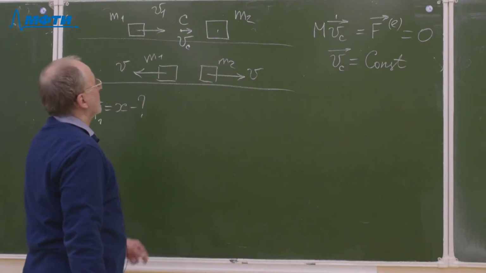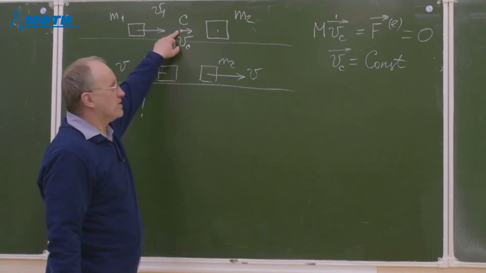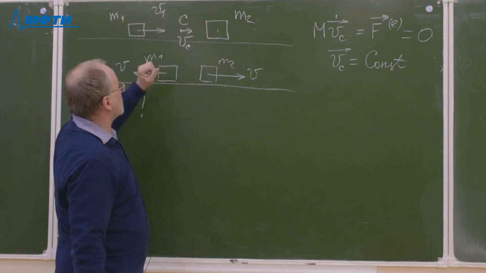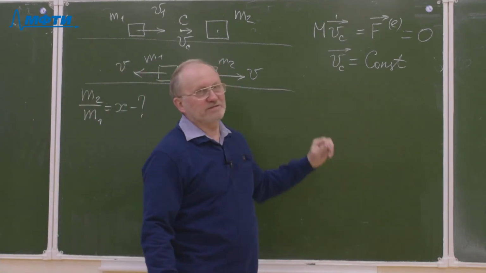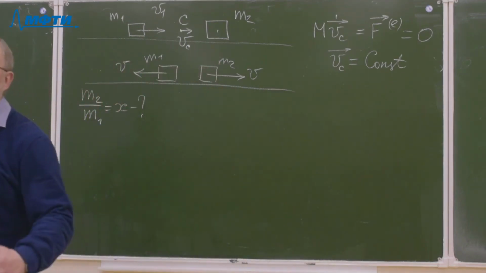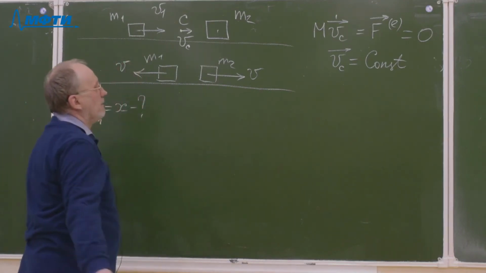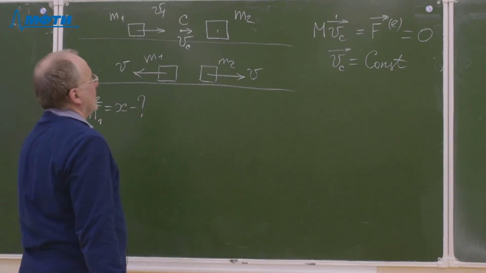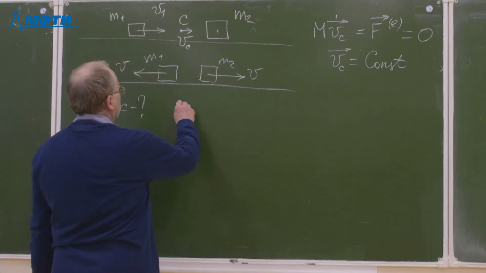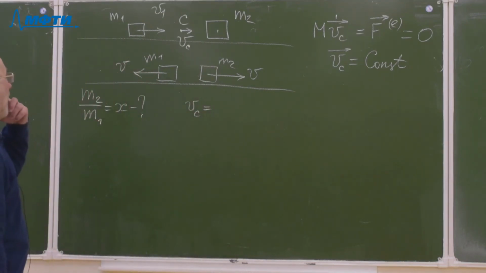And it means that the center of mass moves at the same velocity before the collision and after the collision. The center of mass keeps moving at this velocity, which is constant. It doesn't change because there are only internal forces. Okay, how can we calculate this velocity of the center of mass?